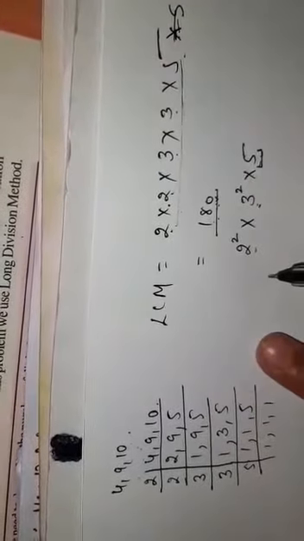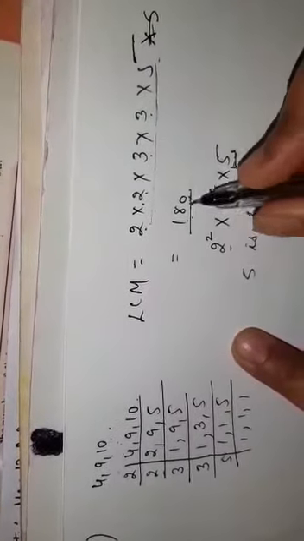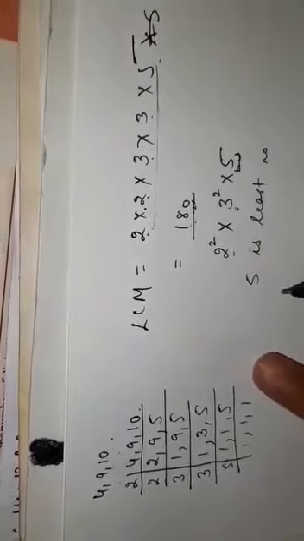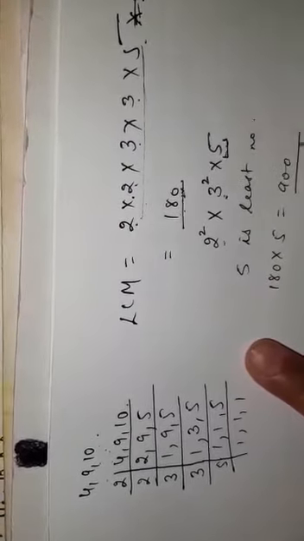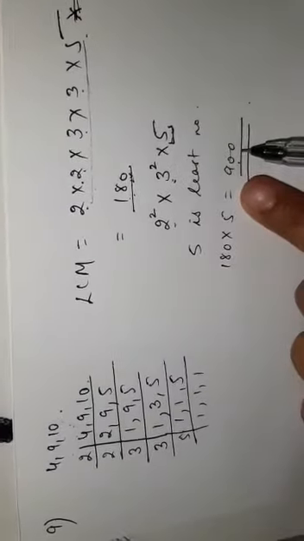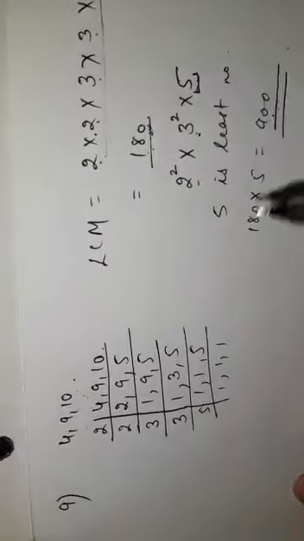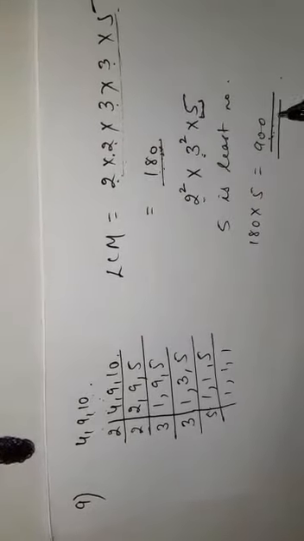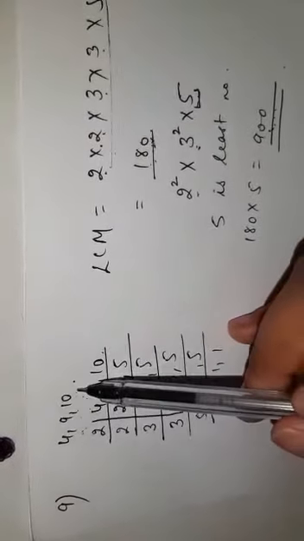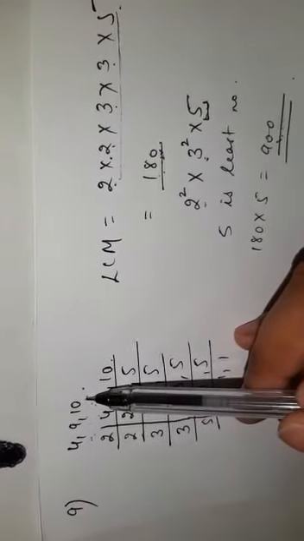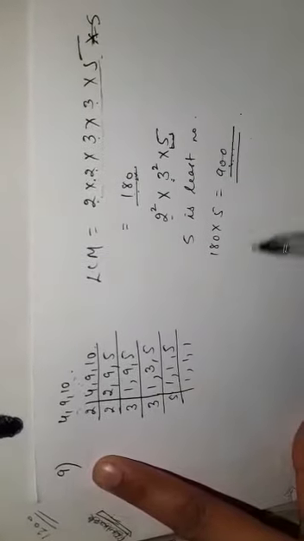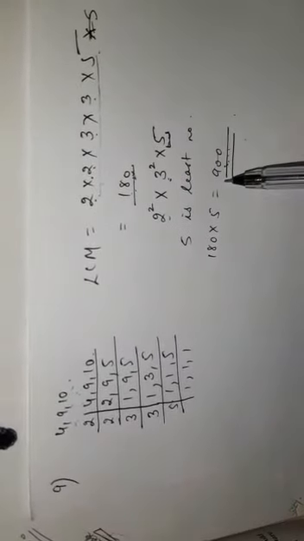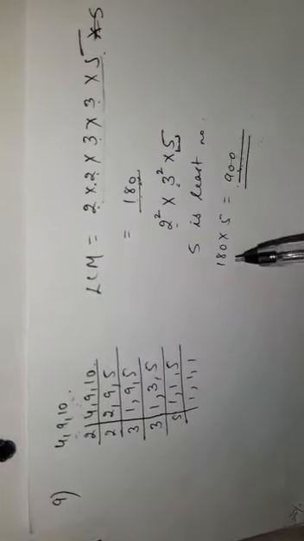So firstly you have to mention 5 is the least number by which 180 should be multiplied. So 180 multiplied by 5 is equal to 900. 900 is our answer. 900 is the least number which is a perfect square and is divisible by all these 3 numbers. If the question is given in MCQ form, you will be given 4 options. Out of those 4 options you just have to tick the correct answer, and this is the whole process which you have to follow.